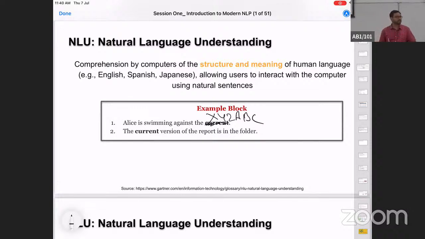What about the second sentence? What is the form of the current here? Is it an adjective or a noun? Adjective. Why adjective? Because it describes the noun version. An adjective modifies a noun, right? And what is the noun in this sentence? Version. So that means it is an adjective. As humans, we can understand it.